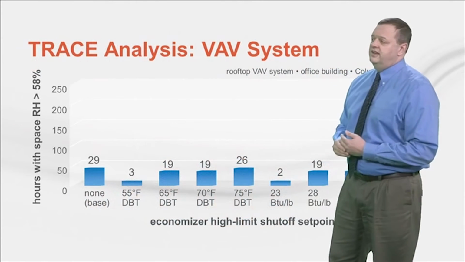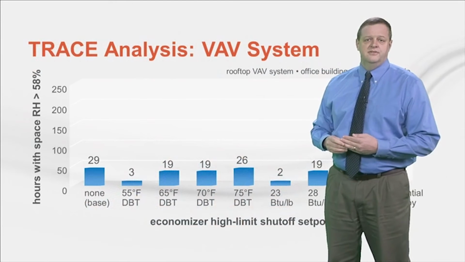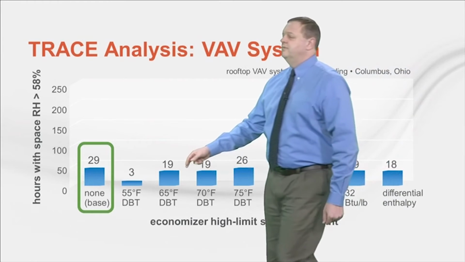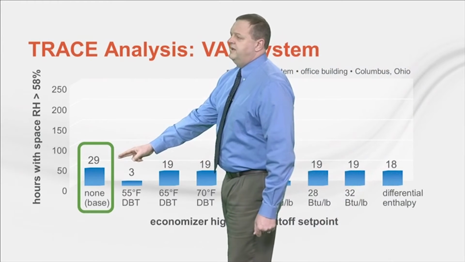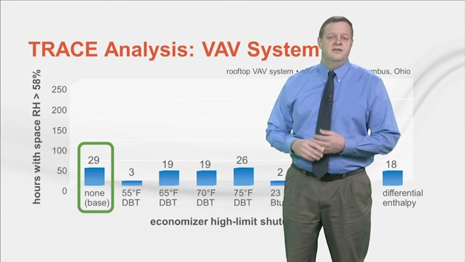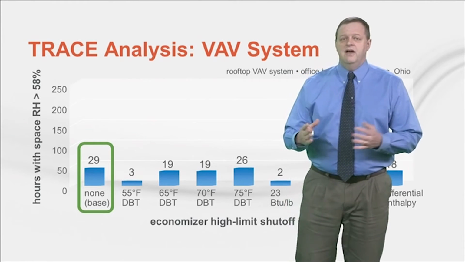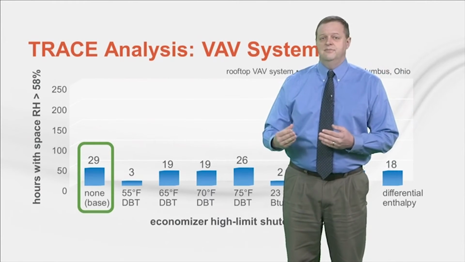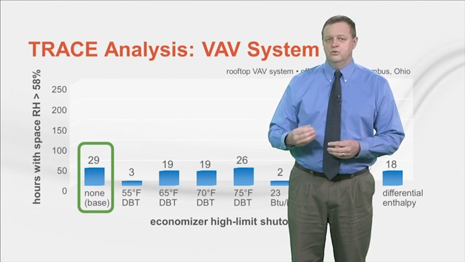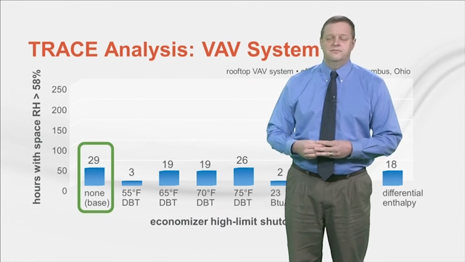Let's move on to the second study, which was for a rooftop VAV system serving an office building, also in Columbus. The first interesting thing we see is that for the baseline system with no economizing, space relative humidity exceeds 58% for only 29 hours over the entire year, much less than in the constant volume system. Again, as we've covered in previous broadcasts, VAV systems generally do a pretty good job of limiting space humidity because they continue to deliver cool, dry air at part load conditions. That's certainly displayed in these results.